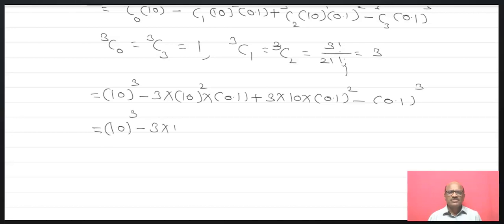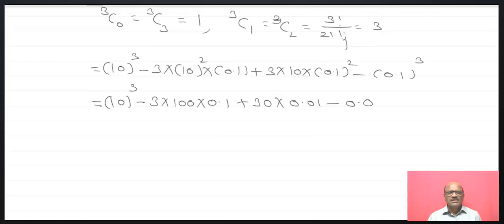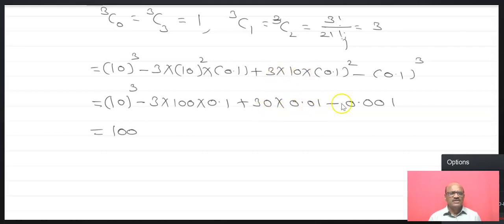Now 10 raised to 3. Some minor calculations: 10 square means 100. Next is 3 into 10, that is 30, into 0.1 bracket square, that is 0.01. 3 into 10 is 30 here, and minus 0.001.